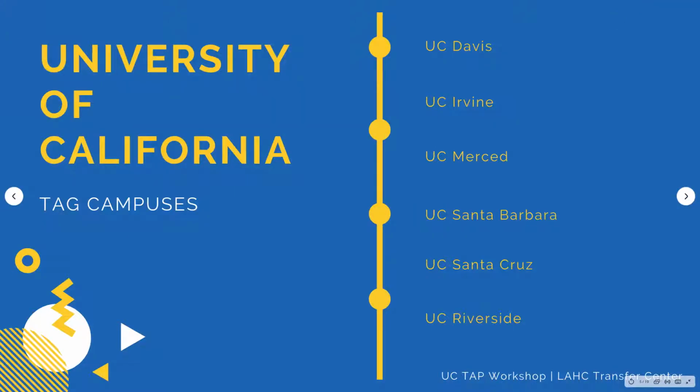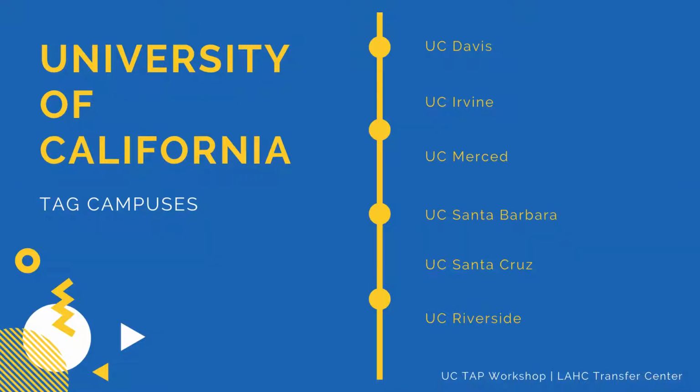So now we just talked about TAG and how TAP helps students tag a UC. What is UC TAG? Like I said before, it's UC Transfer Admission Guarantee, and these select campuses participate in UC TAG. So you can tag one of these schools, and you'll be guaranteed admission to that campus and that major as long as you meet the guidelines.